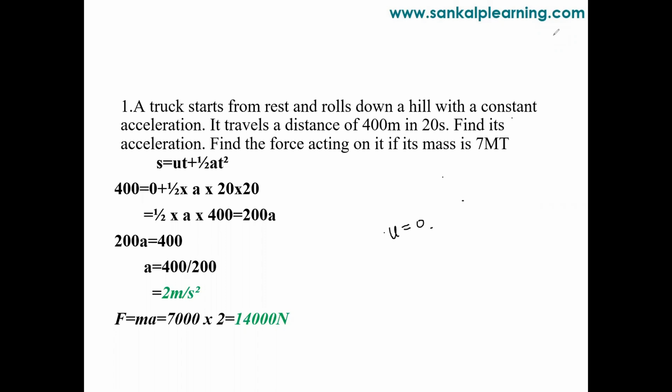Next, we need to calculate the acceleration and the force acting on a mass of 7 tons. Okay, we need to calculate the force acting on a mass of 7 tons here. So in the textbook, if you see, they have given one hint also, that is 1 ton is equal to 1000 kg. Okay, students. So let us calculate now.